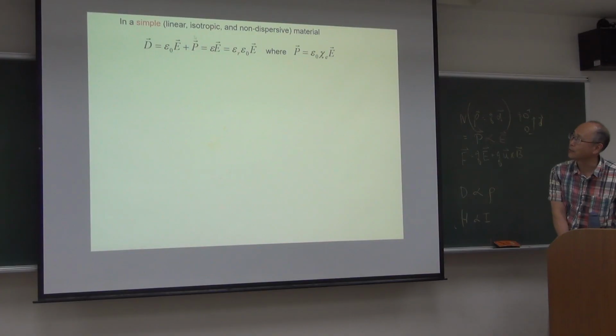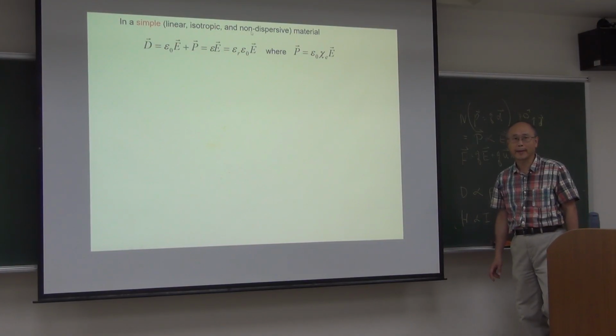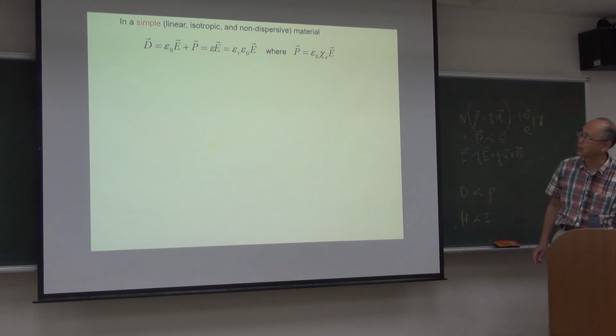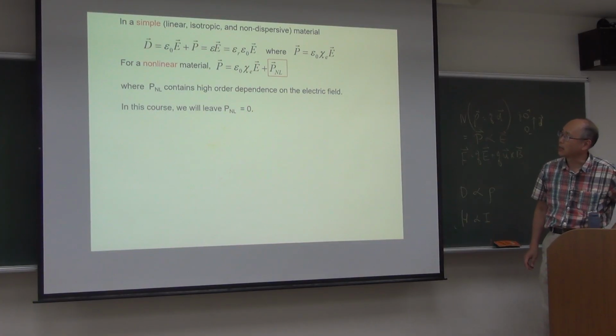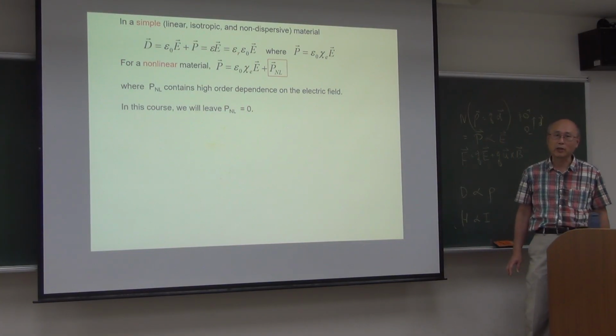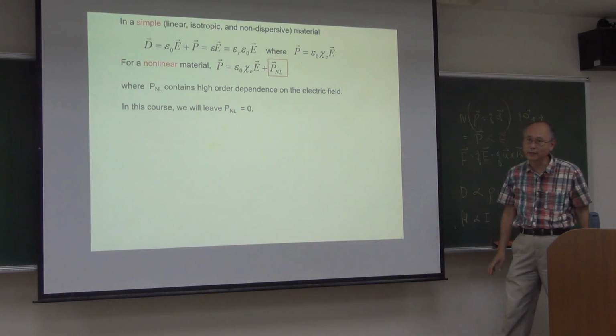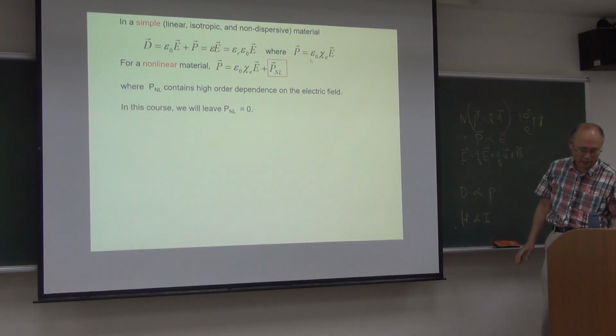So for a simple medium, it's a linear, isotropic, and non-dispersive material. In this class, we'll always be talking about linear material. But later in this class, we'll be talking about birefringent material and also dispersive material. This is the concept that I want to introduce right now. If the electric field is very strong, sometimes there will be a nonlinear term, but this term is going to be removed in our discussion for this class.